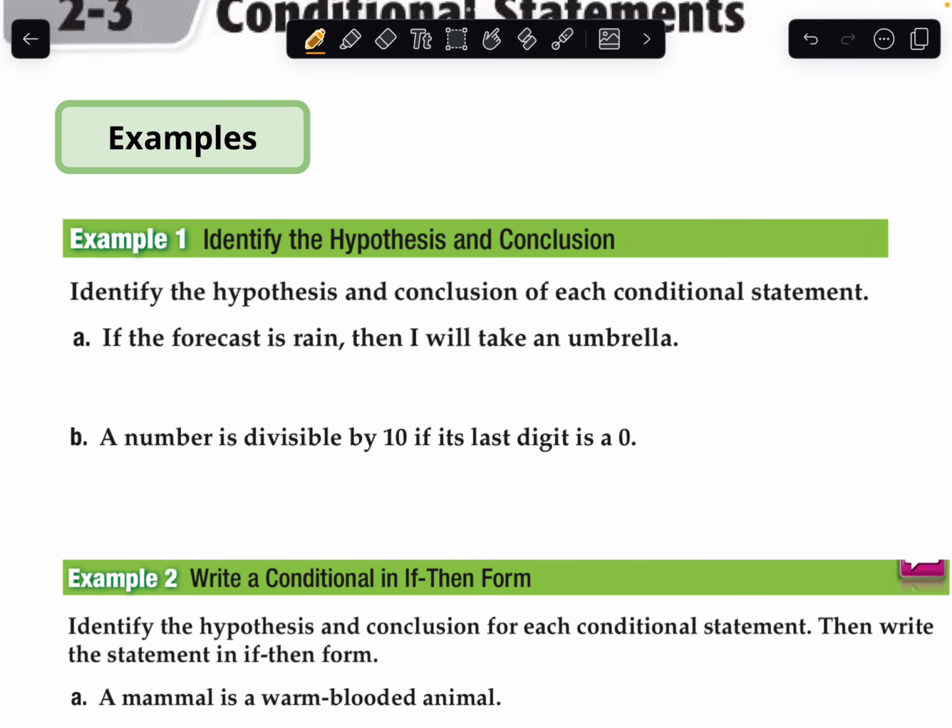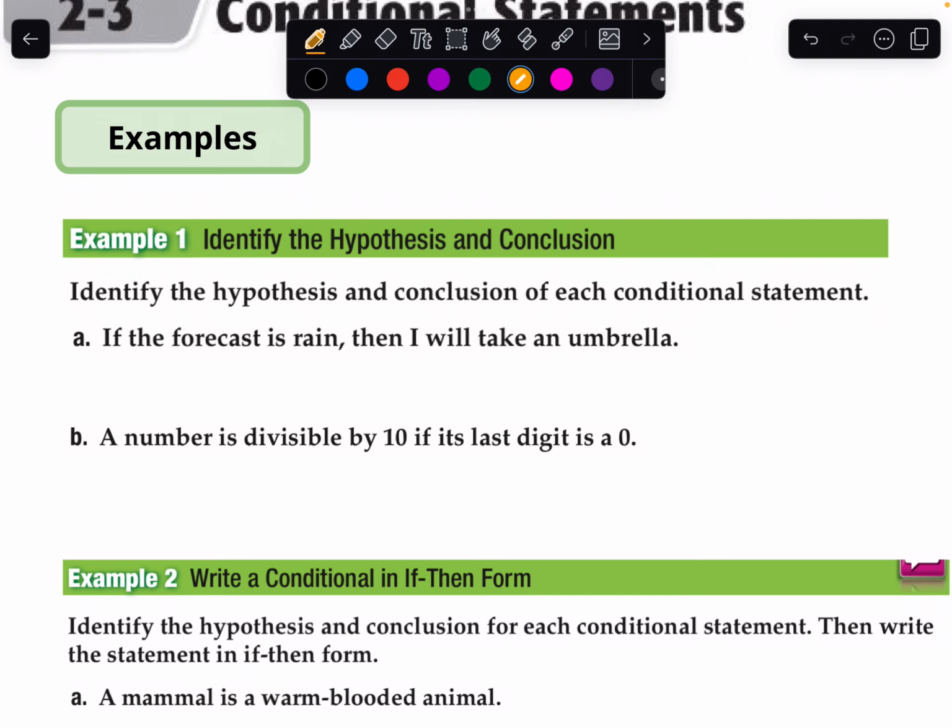Example 1. Identify the hypothesis and conclusion of each conditional statement. We will continue to use the convention of circling the hypothesis and underlining the conclusion. For letter A, if the forecast is rain, then I will take an umbrella. Following the word if is the hypothesis. Then I will take an umbrella. The I will take an umbrella is the conclusion.